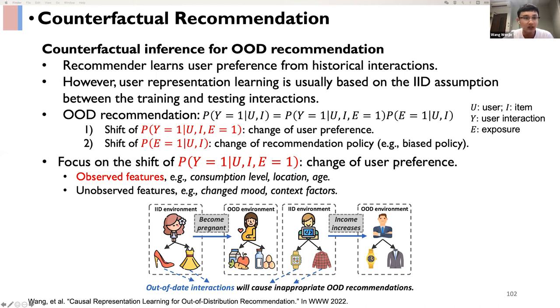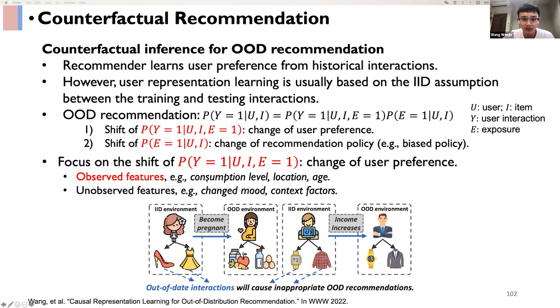They attribute the preference shift to two reasons. One is the change of the observed features. For example, if the user's age or income changes, the preference will change. Another reason might be the change of unobserved features. For example, some environmental factors change. Maybe someday the user's mood is bad, so they don't like anything. So this is the second reason.